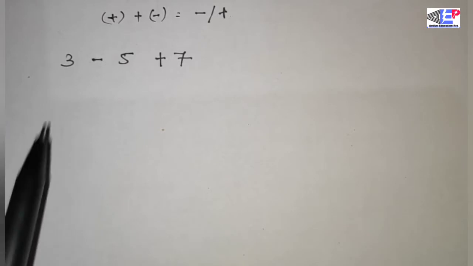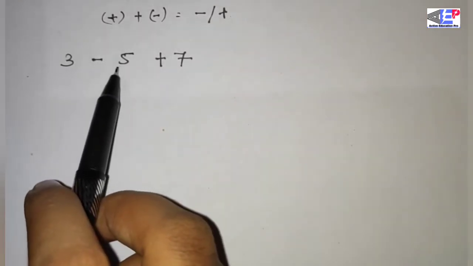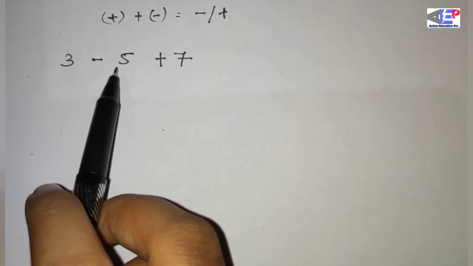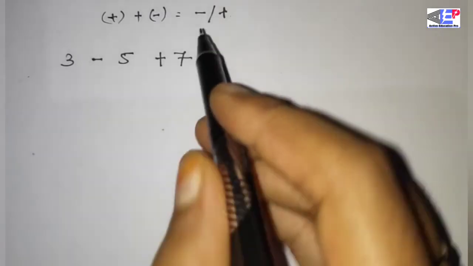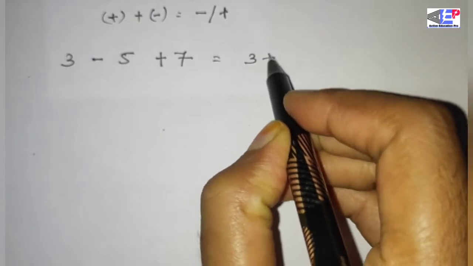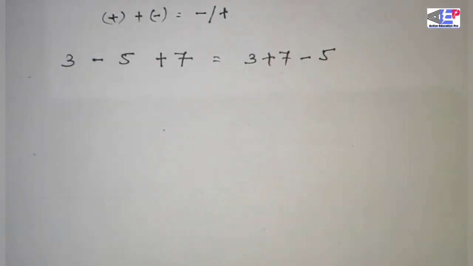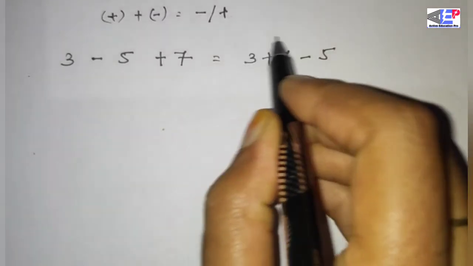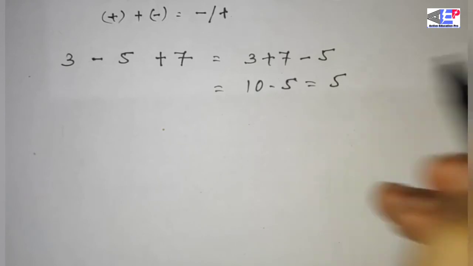Look here, 3 is a positive integer, 7 is a positive integer, and minus 5 is a negative integer. In this case you have to make a group of same signs. Here there are 2 types of integer: 3 plus 7, then minus 5. Now it is easy for you, this is 10 and then minus 5, which is equal to 5.